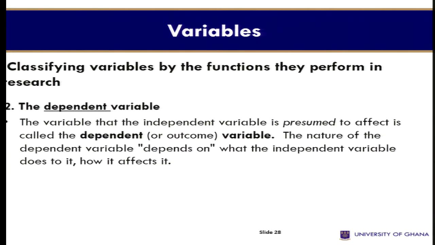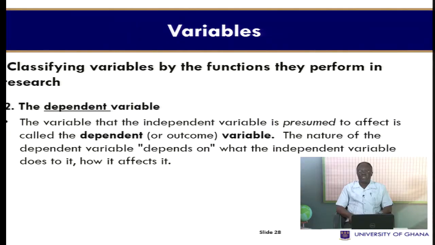As you live, you are dependent on your parents, so you are not independent. Your parents are independent of you. Now, having looked at the independent, what is the dependent variable? The variable that the independent variable is presumed to affect is called the dependent variable. It is also known as the outcome variable. What we are saying here is that the independent variable has the capacity to change the status of the dependent variable. In other words, the nature of the dependent variable depends upon what the independent variable does to it, how it affects it.